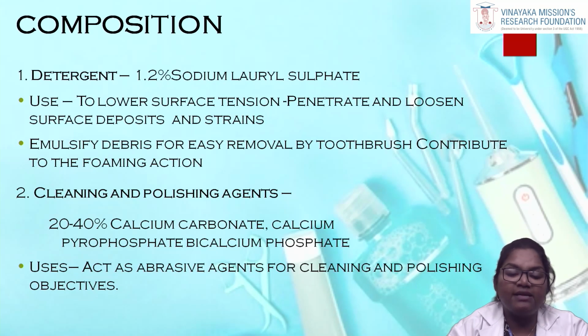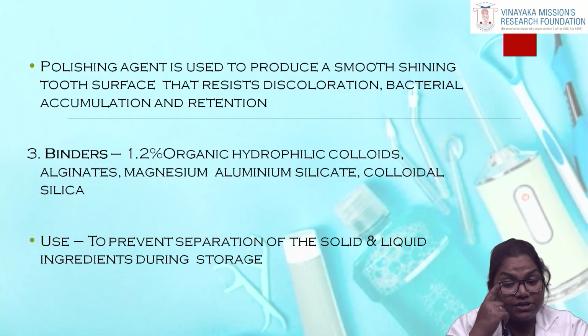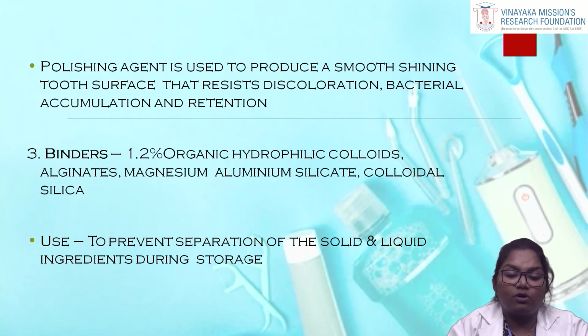Next, we have the cleaning and polishing agents. It has 20 to 40% of calcium carbonate, calcium pyrophosphate or dicalcium phosphate. It acts as an abrasive agent for cleaning and polishing objectives. The polishing agent is used to produce a smooth, shining tooth surface that resists discoloration, bacterial accumulation and retention.